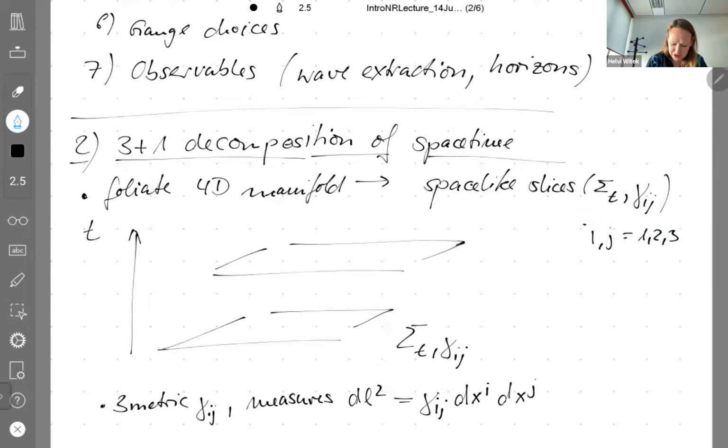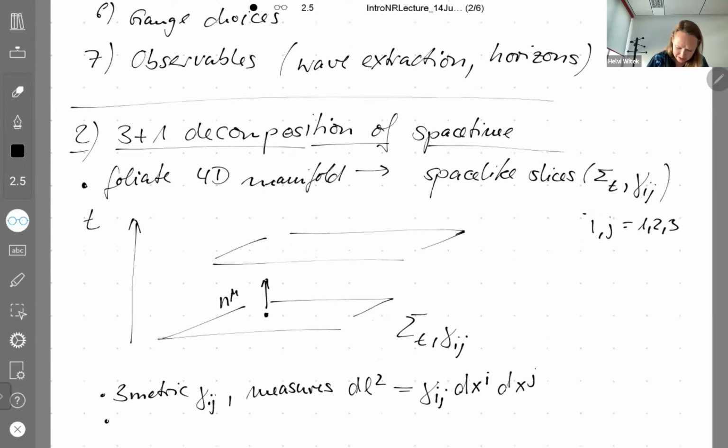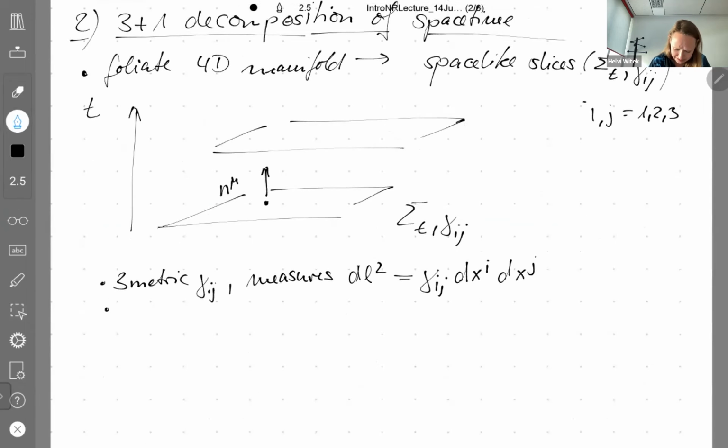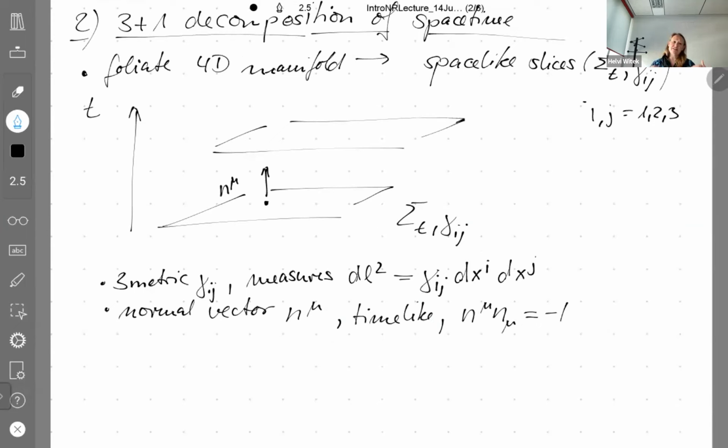Now, the next quantity that we want to introduce is a time-like vector that is normal to our hypersurfaces. So this is our normal vector n^mu, it's time-like and normalized such that its norm is equal to -1. Good. Now we can actually ask, how can we describe the elapse of time from one slice to the next? And that's encoded in what we call the lapse function.